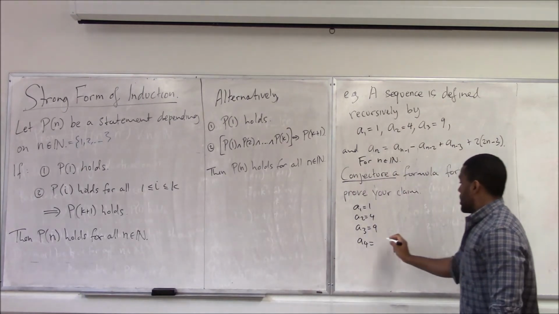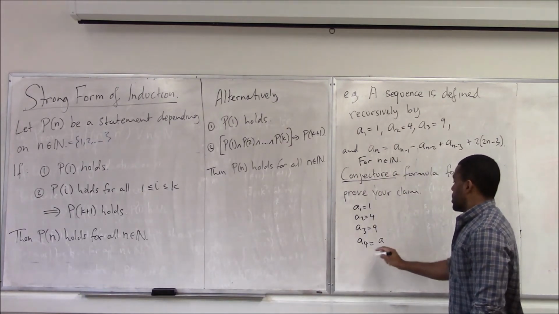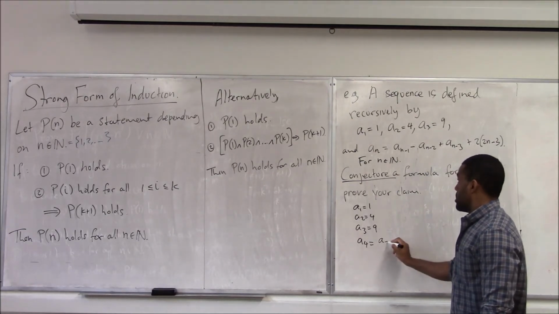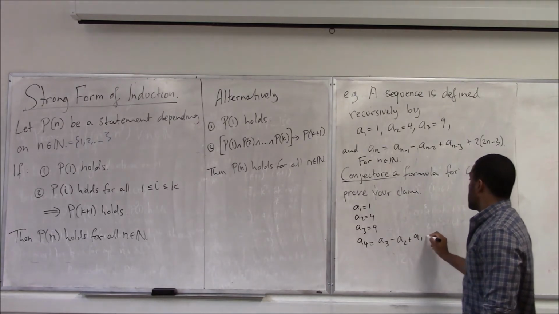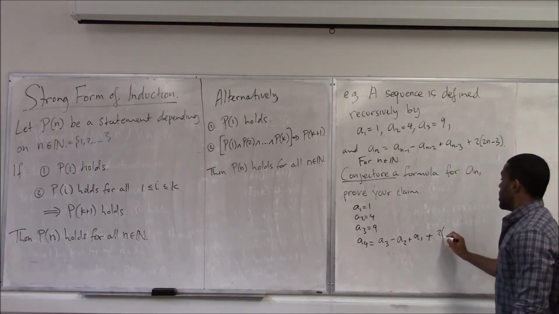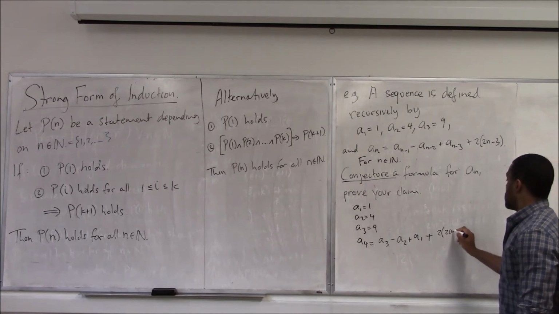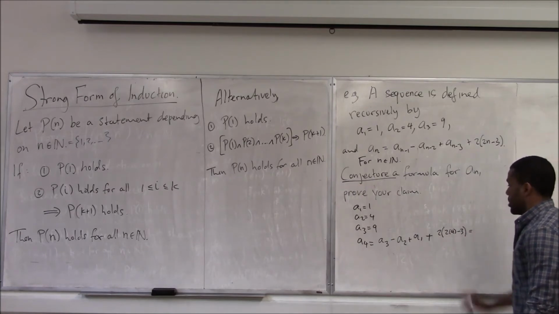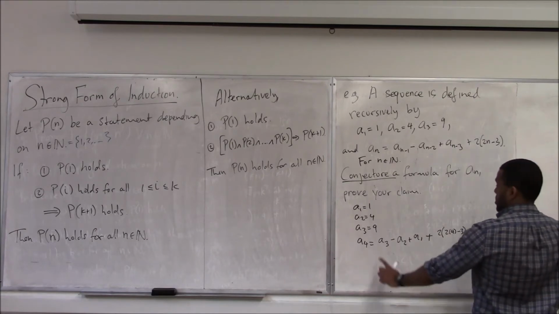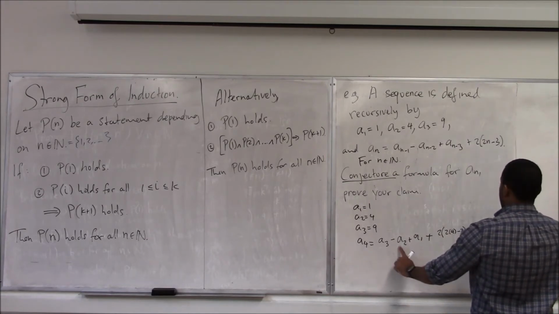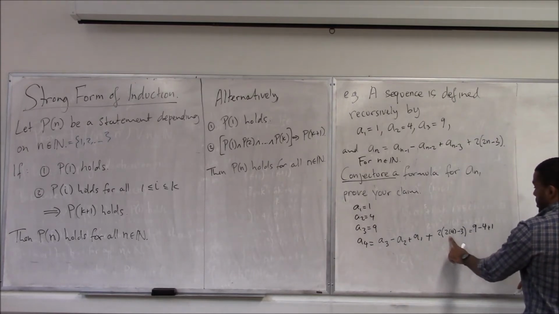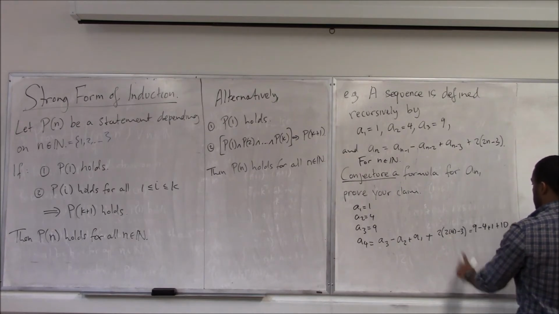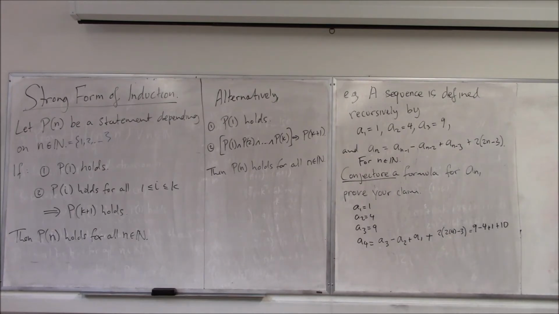16. Right, that's going to be, according to our formula, a_{n-1}, that's going to be A3 minus A2 plus A1 plus 2 times... So that would give us 9 minus 4 plus 1. This is 8 minus 3, that's 5, so that's 10. So that is actually 16.